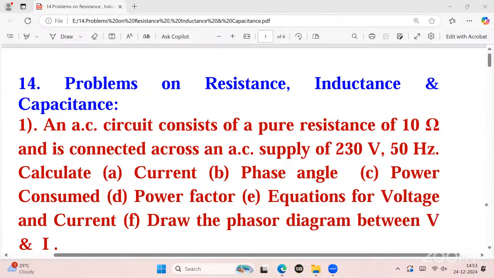An AC circuit consists of a pure resistance of 10 ohms and is connected across an AC supply of 230 volts, 50 hertz. Calculate current, phase angle, power consumed, power factor, and equations for voltage and current. Draw the phasor diagram between voltage and current.